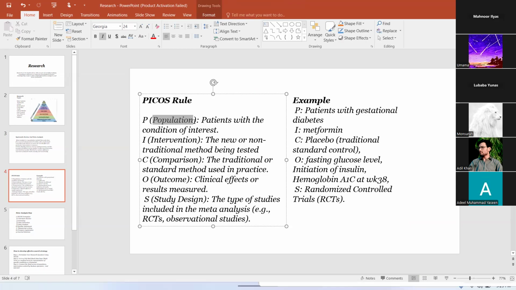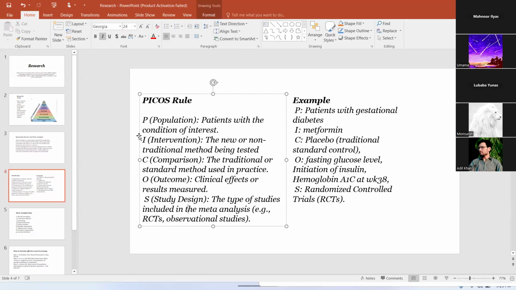Population means which type of patients we are assessing, like what disease we are studying. So patients with a condition of interest is our population in a meta. The next thing is intervention: the new or non-traditional method being tested. The drug or the therapy we are testing is the intervention, right? Then C stands for comparison. Comparison means the traditional or standard methods used in practice. Then O means outcomes, like the clinical effects or the results the intervention yields.